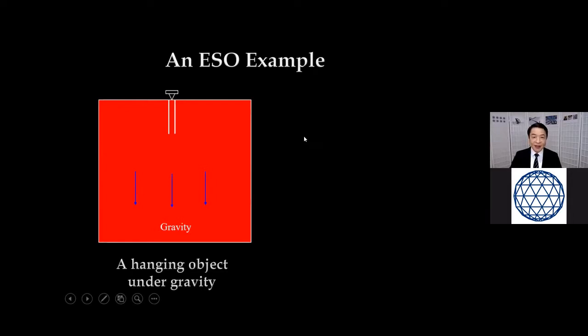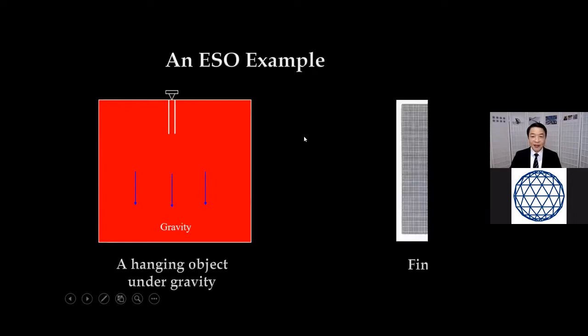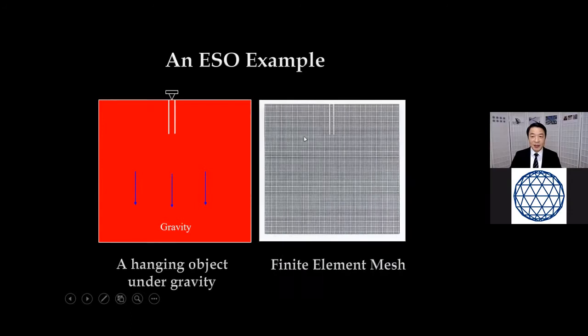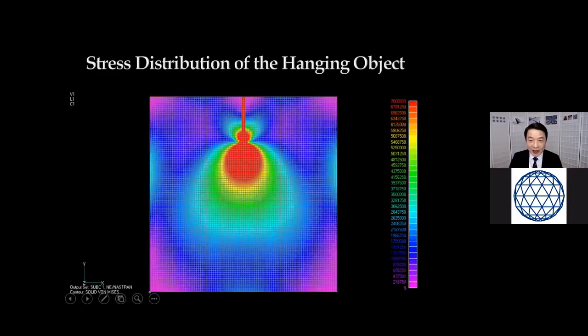So we can divide this initial design domain into small bits and pieces. These are called the finite elements. And using this technique, we can find the stress distribution very, very easily. So we would notice that the stress at the four corners of this initial structure is zero. That indicates that the materials in these regions are not effectively used.